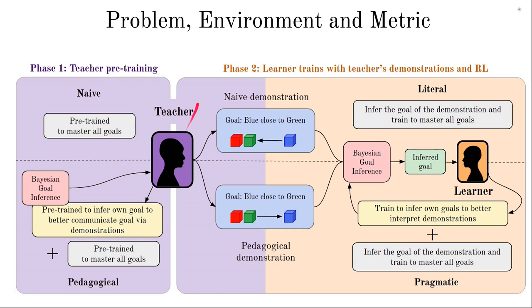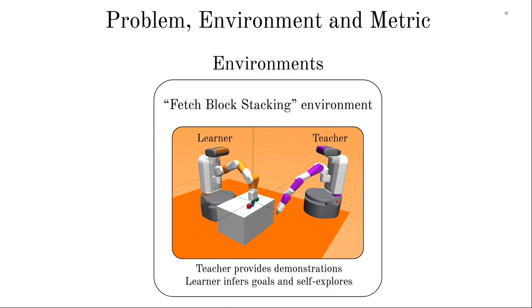In the second phase, the learner is trained using the teacher's demonstrations and goal-conditioned reinforcement learning. The literal learner infers goals from demonstrations and is rewarded for correct inferences while the pragmatic learner additionally trains itself to infer its own goals from its own trajectories and effectively modifies its policy to better infer goals from the teacher's demonstrations. We perform our experiments in a block stacking environment with two Fetch robots, teacher and learner, equipped with robotic arms, based on MuJoCo.